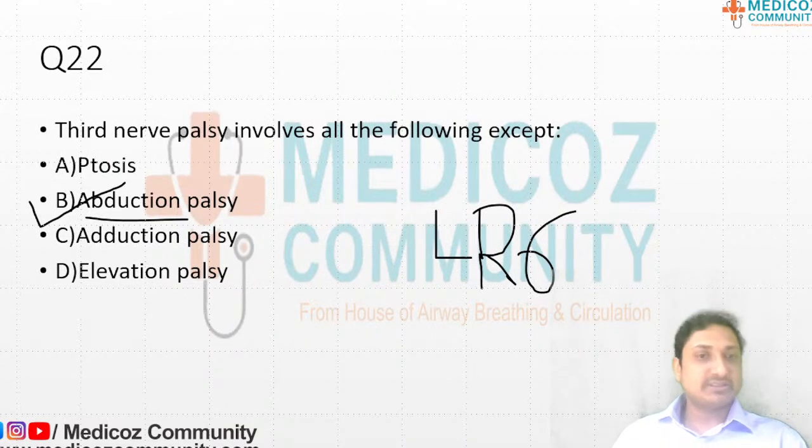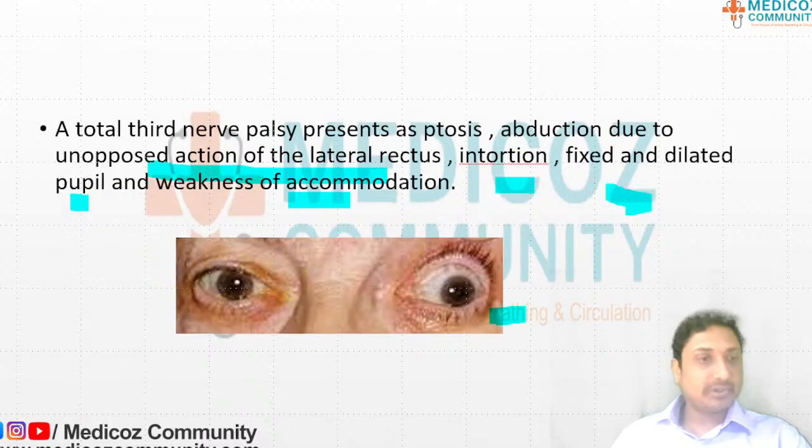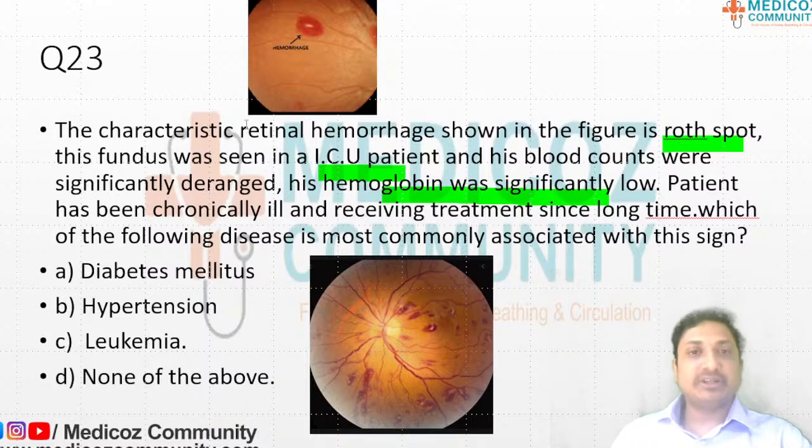So I hope everybody has understood that the eyeball remains down and out in third nerve palsy and the lateral rectus is always acting. It is not compromised in third nerve palsy. So there is no lateral rectus palsy and hence abduction palsy is not the answer. Everything else is involved in the third nerve. Okay. Now moving on to the 23rd question.